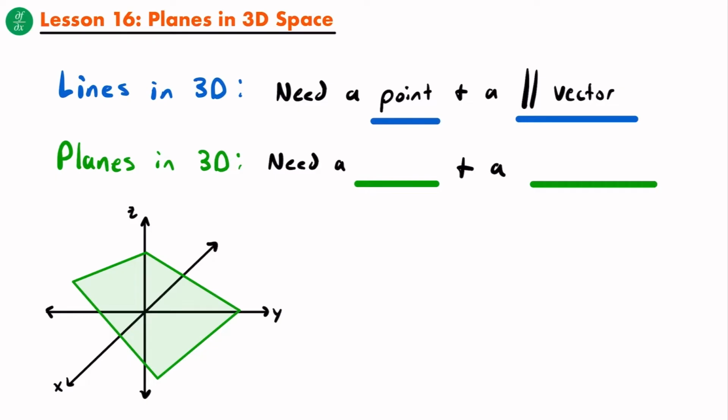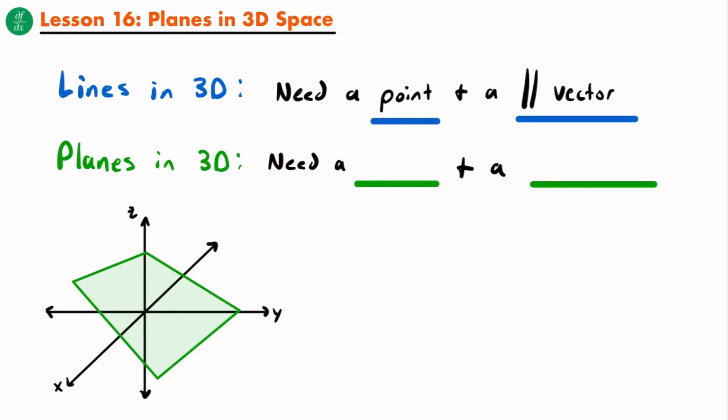Okay, but now when we actually want to go about representing planes in 3D space, there are two things that we're going to need. And you're going to see that those two things are very similar to what we need to represent lines in 3D. Remember from the previous lesson that in order to represent a line in 3D, we needed a point on that line and a vector that is parallel to that line. And we called that vector the direction vector. And so those are the two things that we needed for a line in 3D space.